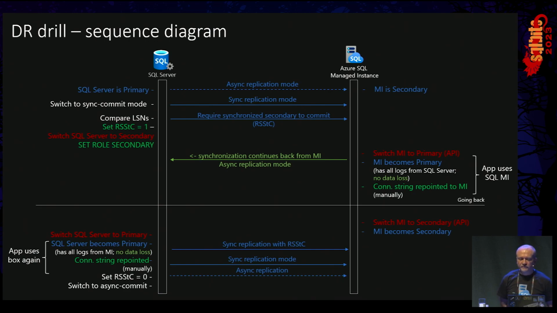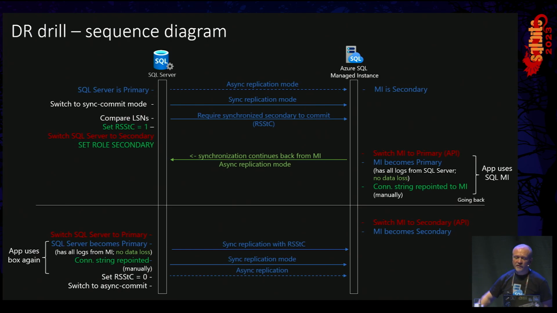Then what happens next is that we switch the roles. We initiate a couple of commands. On the SQL Server, we need to change the role: go set secondary. And then on the MI, we need to say, hey, become primary. Then those roles are reversed, and the failover is done pretty much. The connection strings just get repointed back. And that's the first part of the screen.